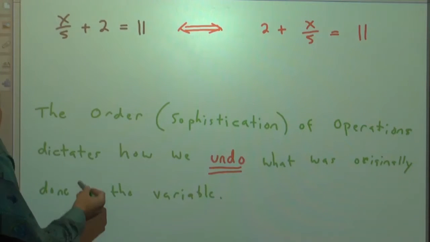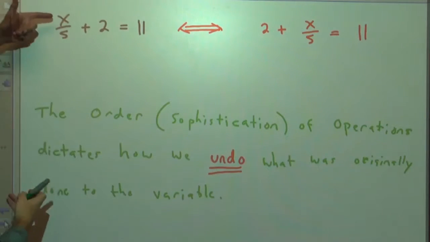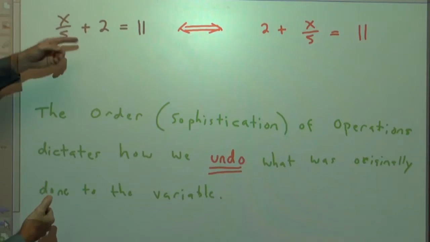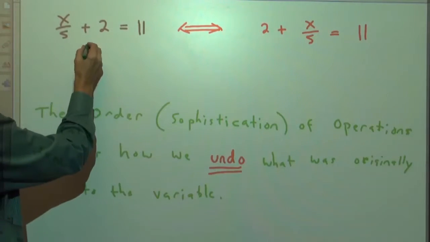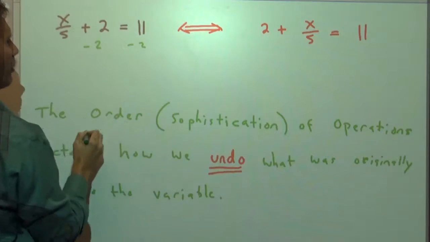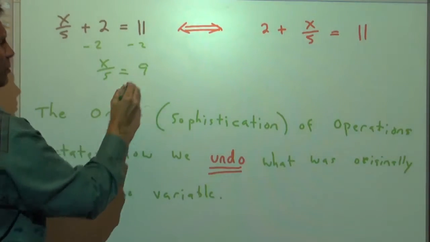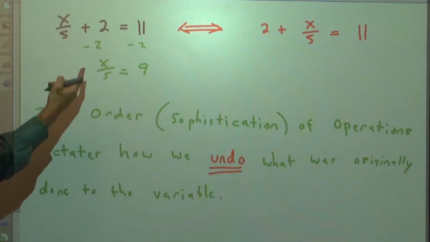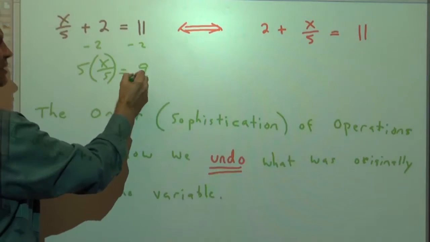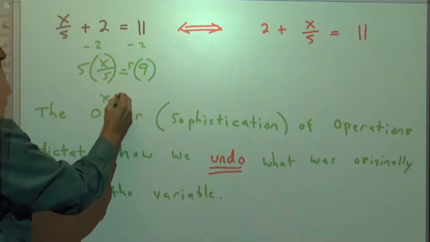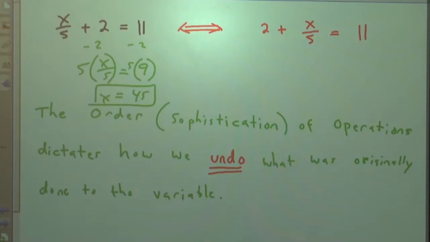So working backwards through the order of operations, here's what we have. We have x divided by 5 plus 2 is equal to 11. We're thinking of a number, we divide it by 5, we add 2 and we get 11. And we just agreed that the proper thing to do here was to subtract 2 from both sides of the equation, leaving us with x divided by 5 is equal to 9, and then to undo division by 5, we would multiply both sides by 5, and we get x is equal to 45. We're going to take a little closer look at this in a second.